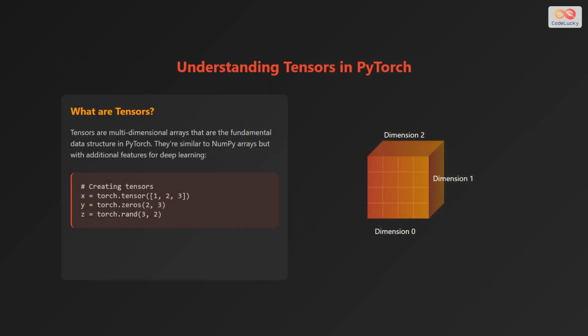Let's talk about tensors. Tensors are the fundamental data structure in PyTorch, much like arrays, but with added benefits for deep learning. They are multi-dimensional arrays similar to NumPy arrays. Here's how you can create tensors. x equals torch.tensor with 1, 2, 3. y equals torch.zeros 2 by 3. z equals torch.rand 3 by 2. The slide also visualizes a three-dimensional tensor with labeled dimensions 0, 1, and 2.